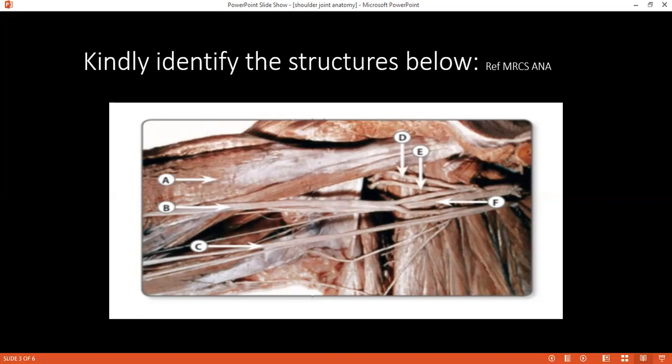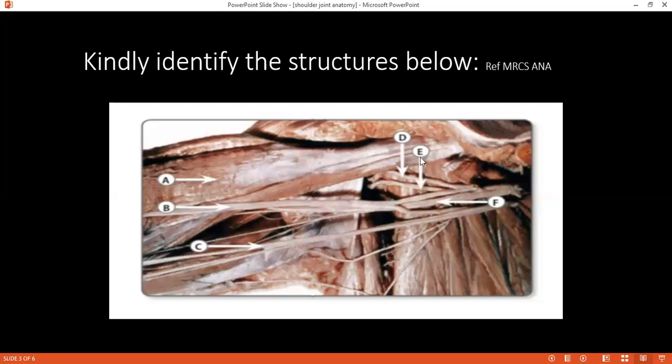Can you tell me how many cords there are? There are 3 cords. The medial cord, lateral cord, posterior cord. All right. In this diagram, if you can kindly identify number D. Number D is the musculocutaneous nerve to biceps.